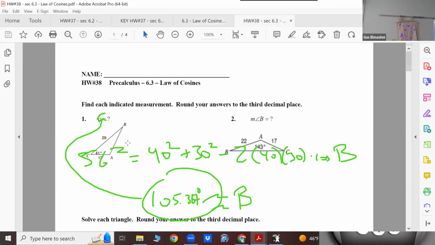Yeah, you will need a graphing calculator. My calculator is dead too. Okay.